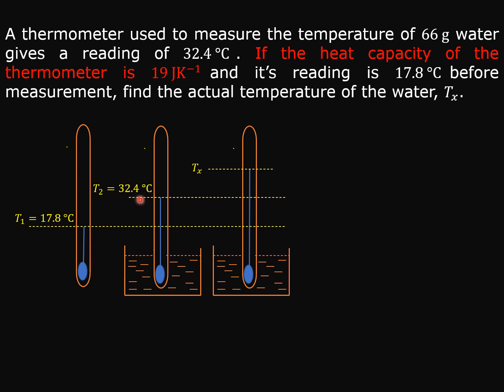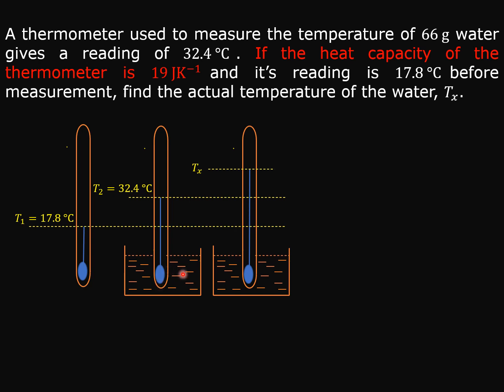But this 32.4 degrees C is not the actual temperature of the water, because some of the heat transferred from the water is absorbed by the body of the thermometer itself. So that means it is not 100% of the heat transferred from the water that is absorbed by the mercury.